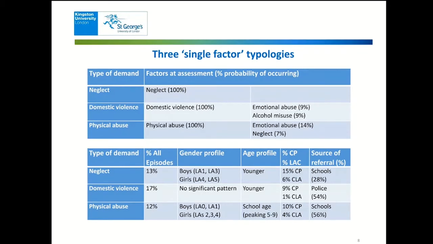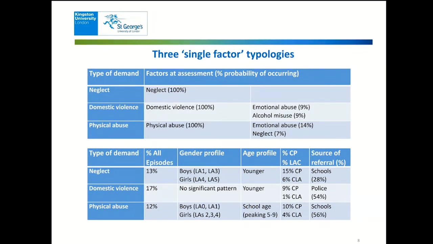So in 100% of these episodes, neglect was the only factor at assessment. So the social worker did an assessment, neglect was the only thing that was recorded there on the administrative database. And this was 13% of all episodes, and characterised across all the LAs by younger children. So this is a younger age profile. A gender profile differed between local authorities, which is quite interesting. So more boys in a couple of local authorities, more girls in a couple.